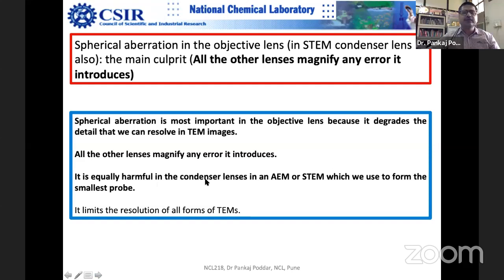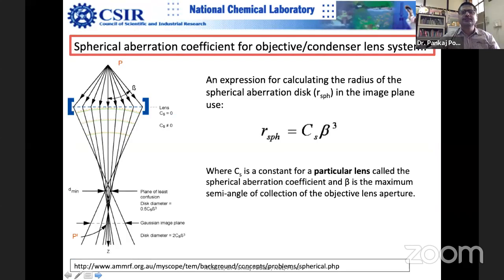It is equally harmful in the condenser lens in an analytical electron microscope or STEM, which we use. Suppose you are using the condenser lens to condense the beam on the sample, converging the beam. Then it is equally harmful there. So you have to fix all those things. This is an expression to calculate the disk diameter. As I told you, you are getting a disk rather than a point. This point becomes a disk.